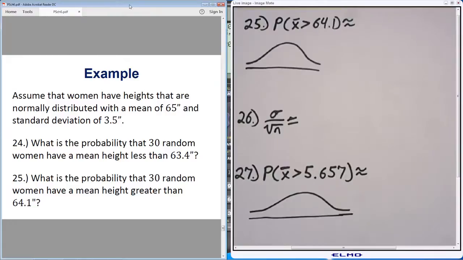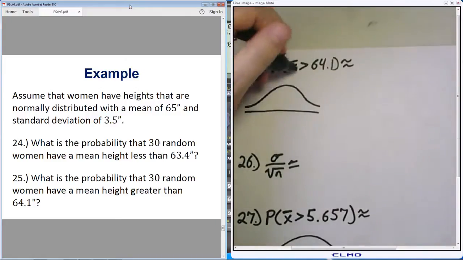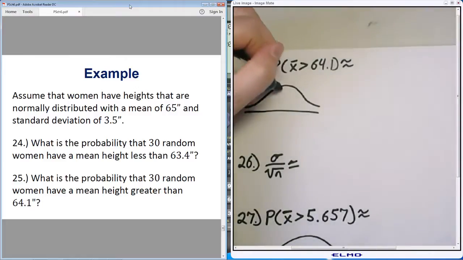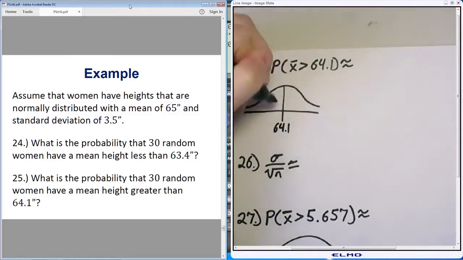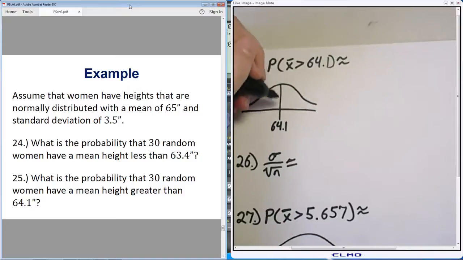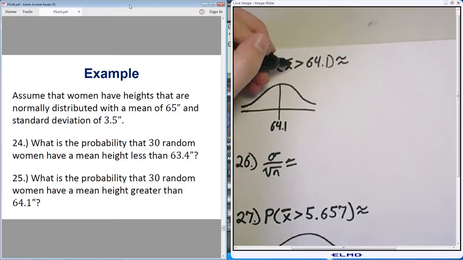Number 25 says, what's the probability that 30 random women have a mean height greater than 64.1 inches? Well, let's find out. 64.1 is going to be a little bit to the left of center. Remember the mean's in the middle, and that's 65 in this case. And I'm going to need the area to the right.